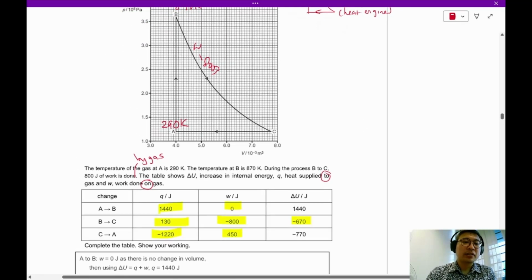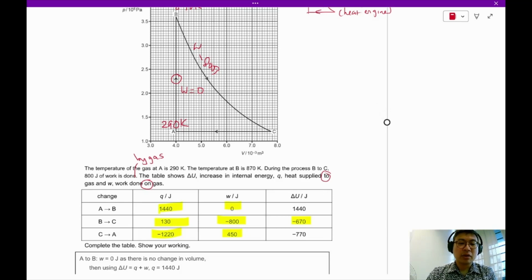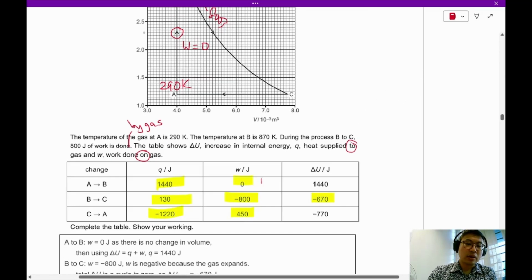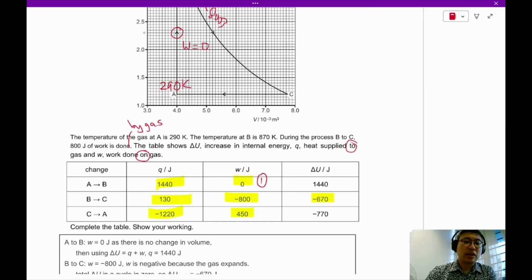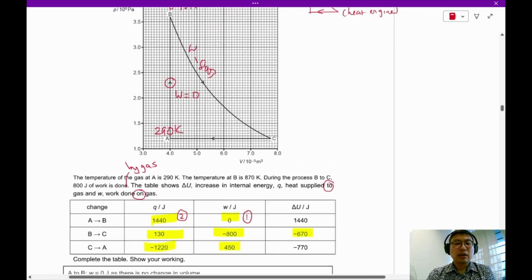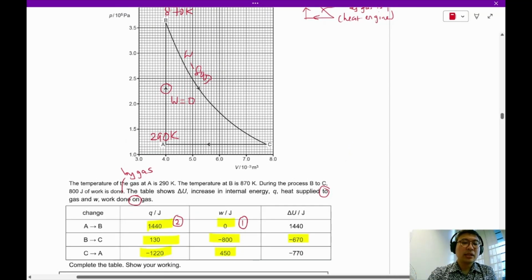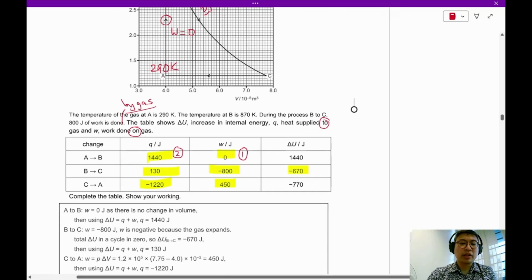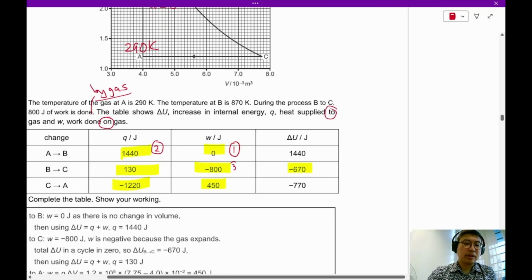Well, let's look for vertical lines. Vertical lines indicate that the work done is 0. Okay, so we're going to fill in here from A to B, the work done is 0. Now, if from A to B the work done is 0, then we can also fill in over here, using the first law of thermodynamics, that the heat transferred to the gas must be 1440. Okay, next, we are given the information from B to C. From B to C, the work is done by gas, 800 joules. So we're going to fill in over here negative 800 joules.